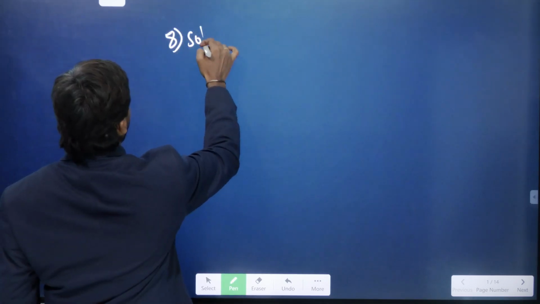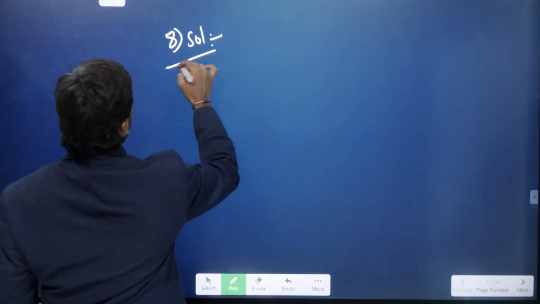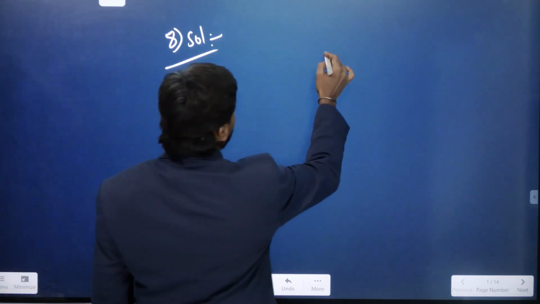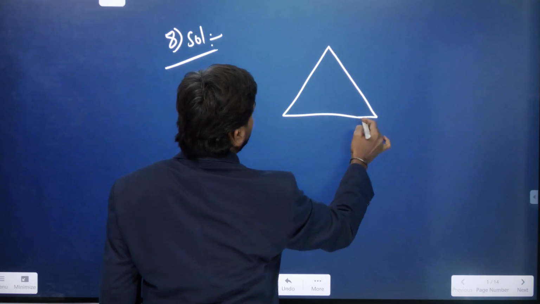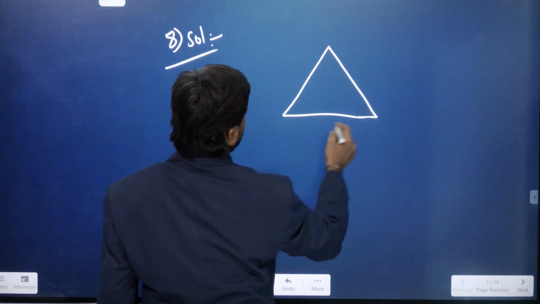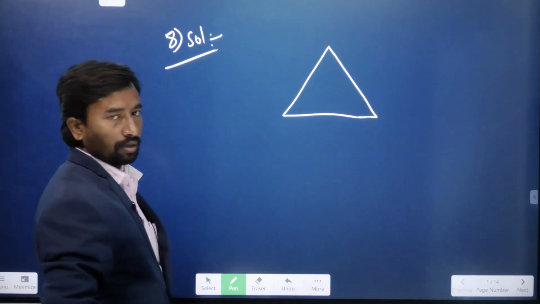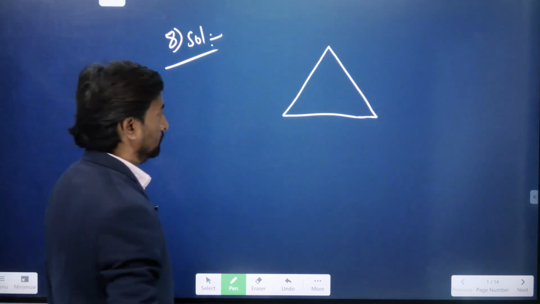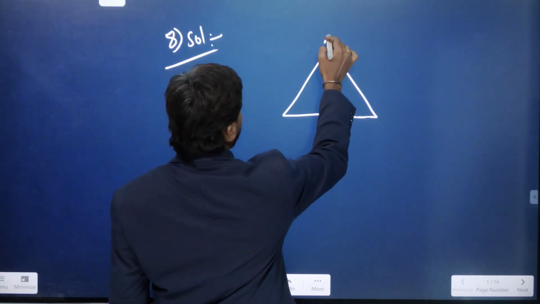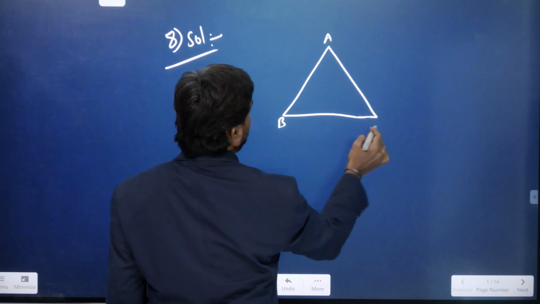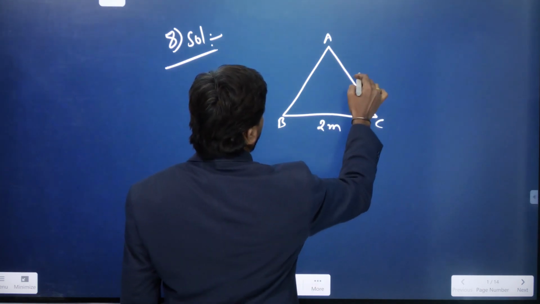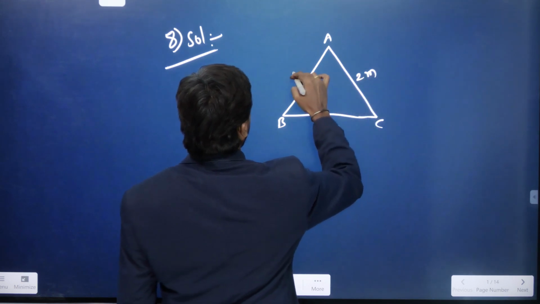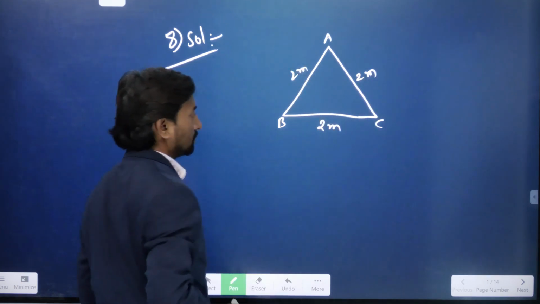Eighth solution. An equilateral triangle of perimeter 6 meters. Perimeter 6 meters means each side, let us consider this A, B and C, will become 2 meters. Each side will be 2 meters.